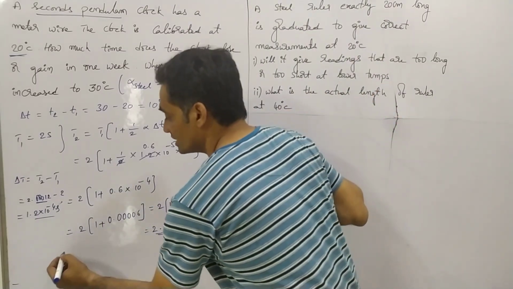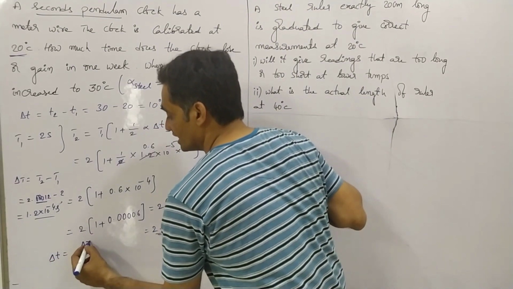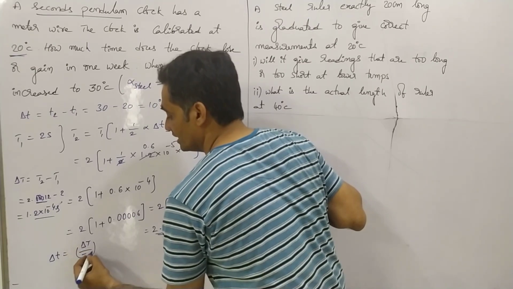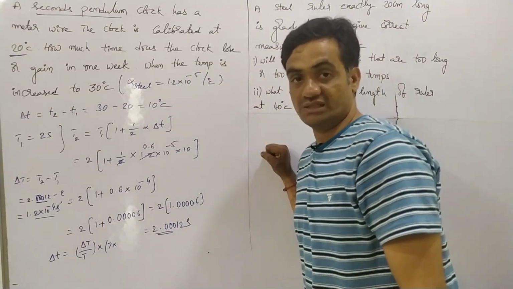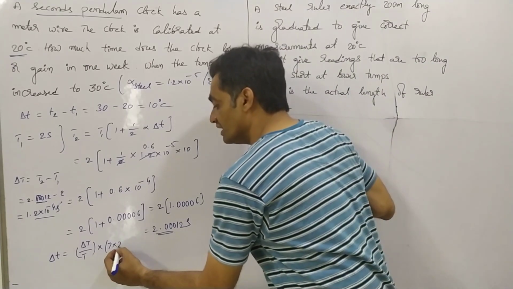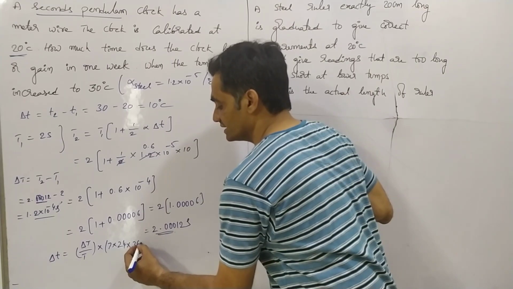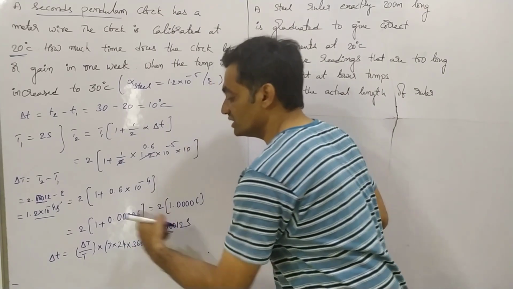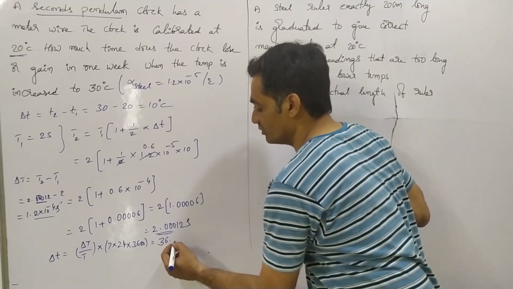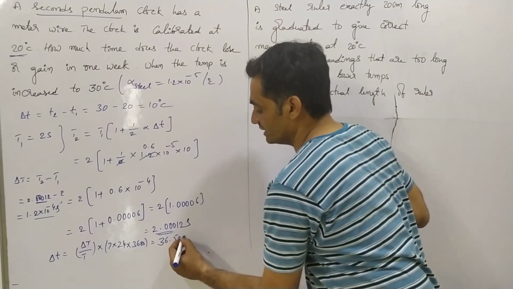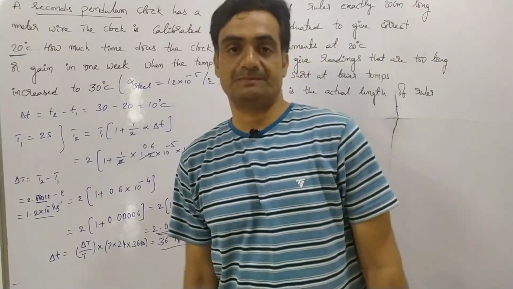Then the time lost in 1 week can be given as delta t, equal to the change in the time period by the original time period into 1 week, 7 into 7 days. And we know that for every day we have 24 hours, and for every hour we have 3600 seconds. Substituting the values and simplifying this, here we get a value of 36.58 seconds. So this is the time lost by the pendulum.